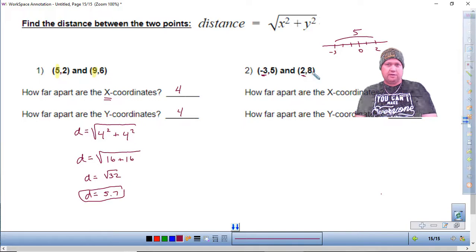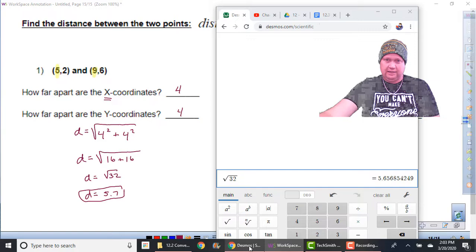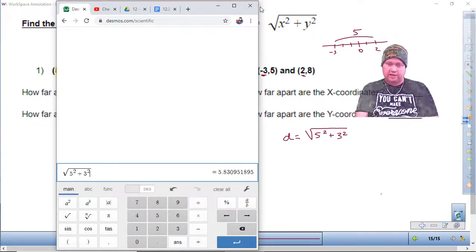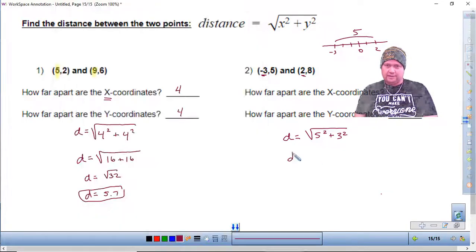My y's, both of those are positive, so 5 and 8 are 3 apart. And my distance is going to be the square root of 5 squared plus 3 squared. So that's my x squared plus y squared. We can go ahead and be a little bit lazy again. If we want to throw the calculator up here, we'll clear all this. If I just take the square root of 5 squared plus 3 squared, I'm using that squared button, and you can see that it's 5.83. So we'll go back over here, and my distance is 5.8 units.